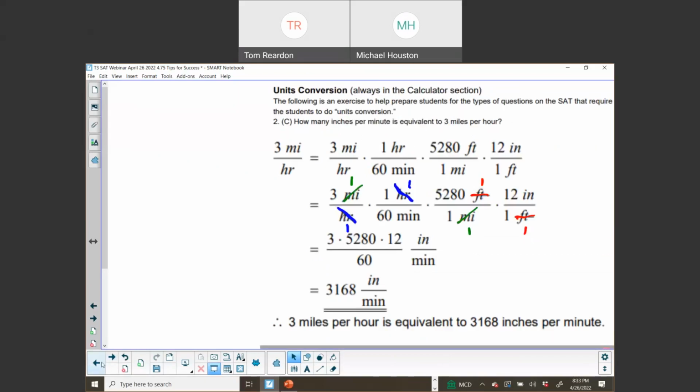A calculator would come in real handy. Hopefully you'll trust my calculations there. You can see this would be a grid in, by the way. Okay, this is a grid in answer.